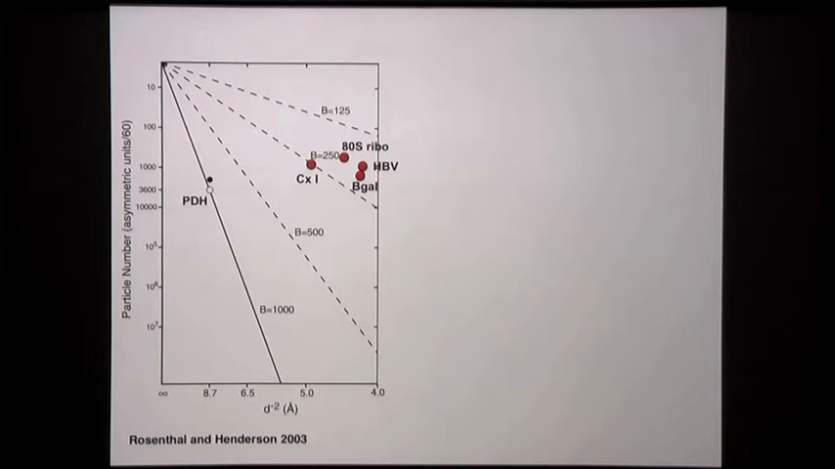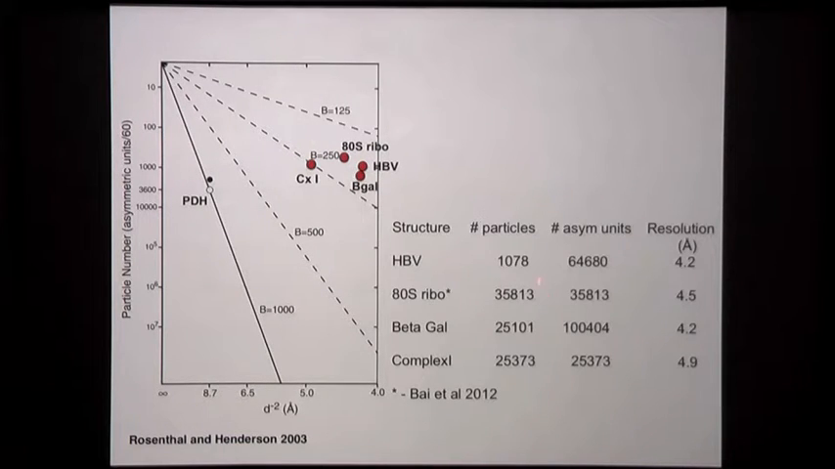Then you have these 3 other examples. I put the number of particles here for each specimen, and then the asymmetric units, because hepatitis B virus has icosahedral symmetry and beta gal has D2. You can see the number of asymmetric units used in refinement, and the nominal resolution. Complex 1 with this number of particles is comparable to the others, and I do have a better data set, about 40,000 particles to 4.6. So it looks like nothing is wrong with it.